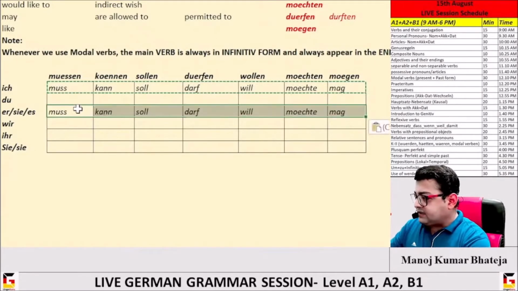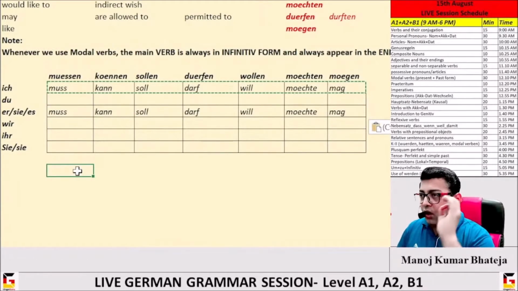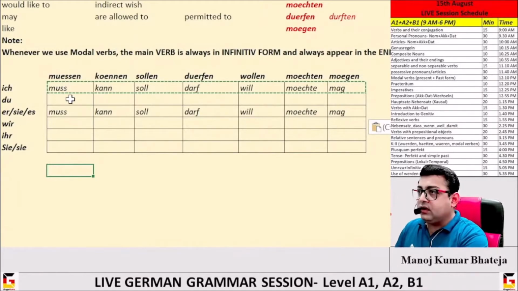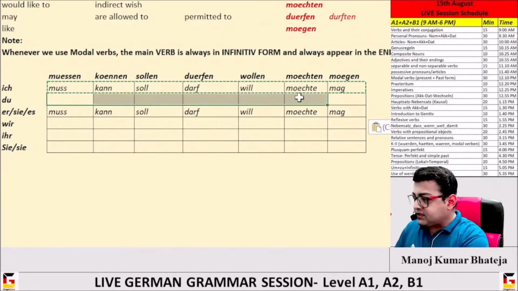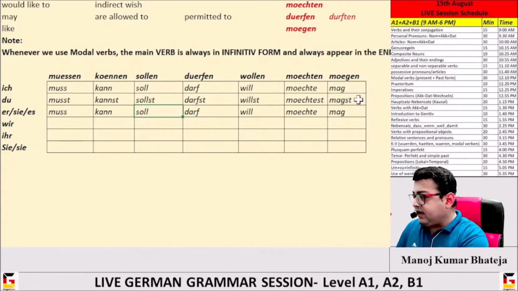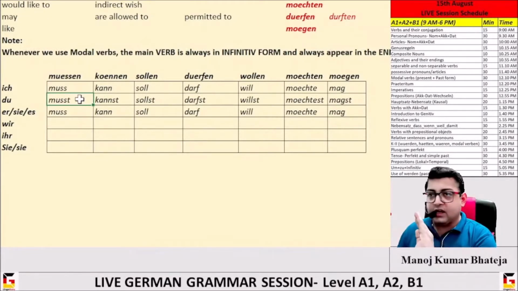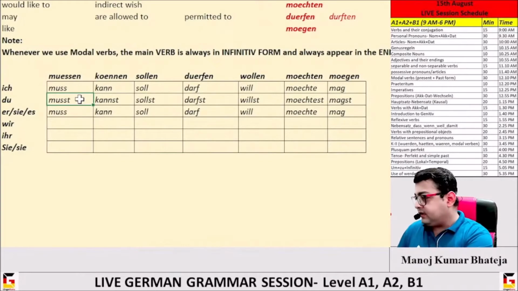And ich and er/sie/es is always same, no matter what. With du, we just add st with this form. It's very easy, ideally, to learn modal verbs. Just add st everywhere. Only in müssen, we will only add t but not st because three s's are not supposed to be together. Only t.